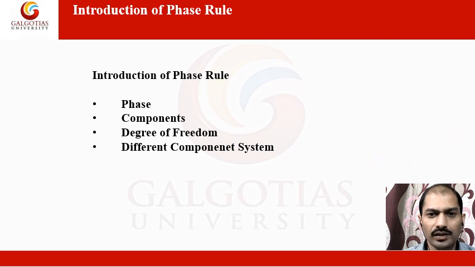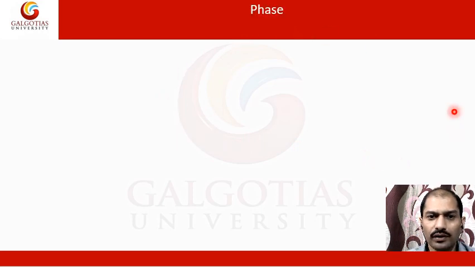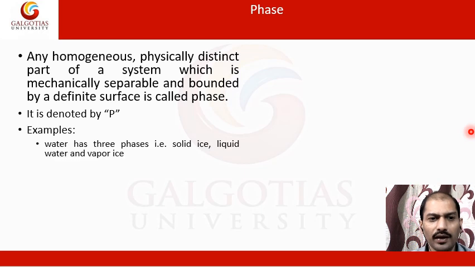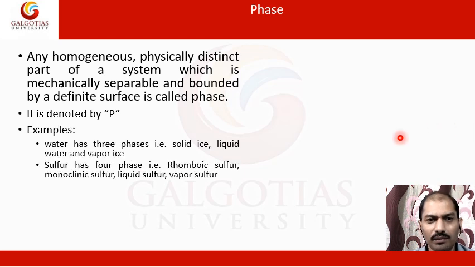different component system. Now here if you see, any homogeneous physically distinct part of a system which is mechanically separable and bounded by a definite surface is called as phase. And it is denoted by P. And for example, you can see here many examples, like in case of water, it has three different phases: solid, liquid, and vapor. Solid phase like ice, liquid phase, and vapor phase.